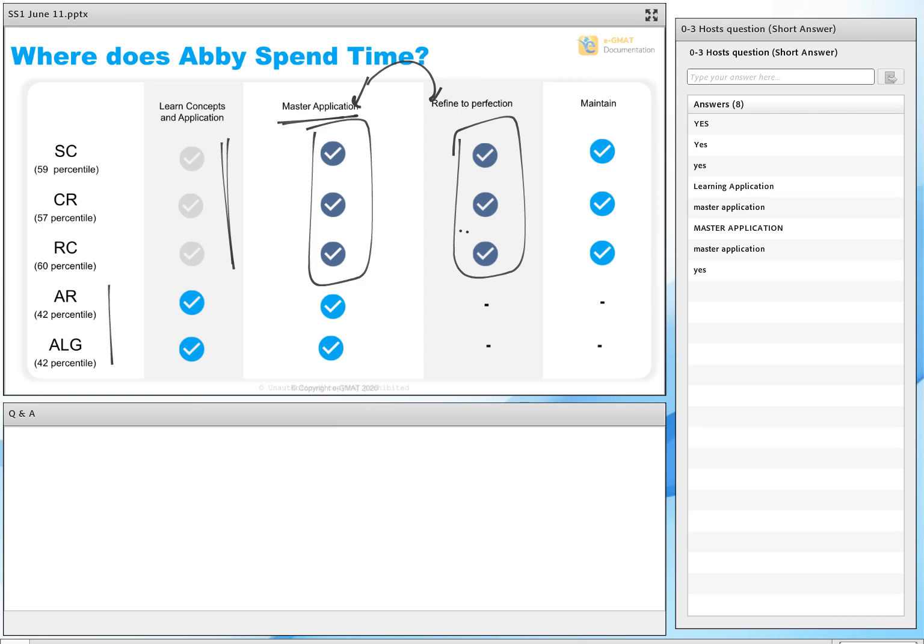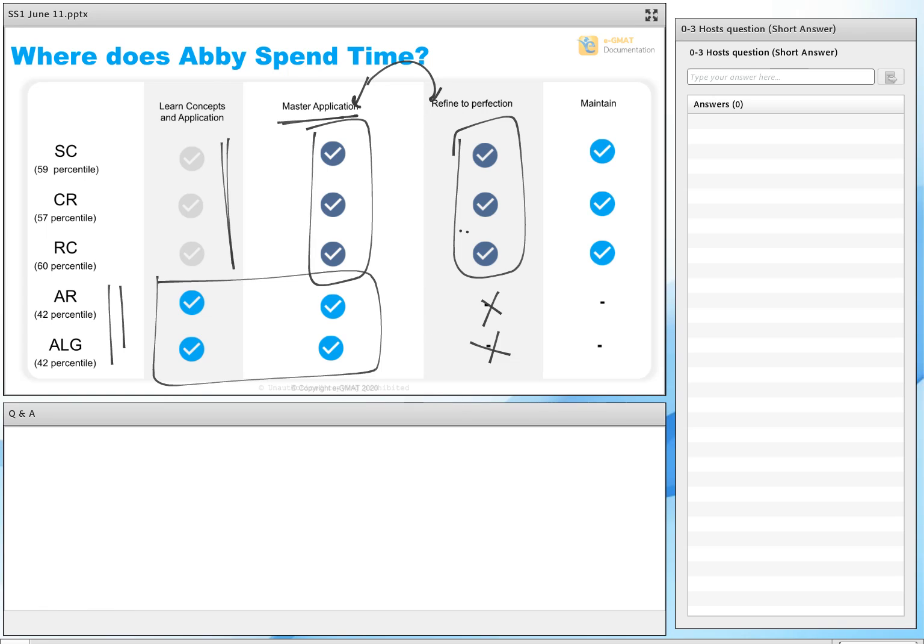On the quant side, because your ability is really low and you're aiming for that 65th percentile, you're not going to worry about this or this because you're not aiming for that Q50. You're only going to worry about these two stages of learning. Does that make sense?